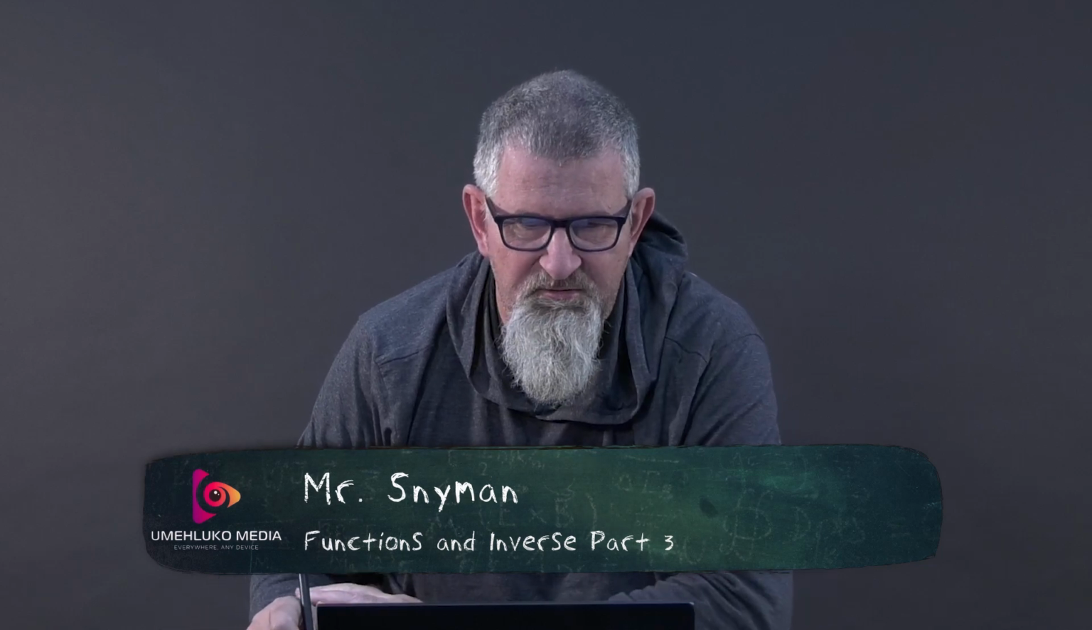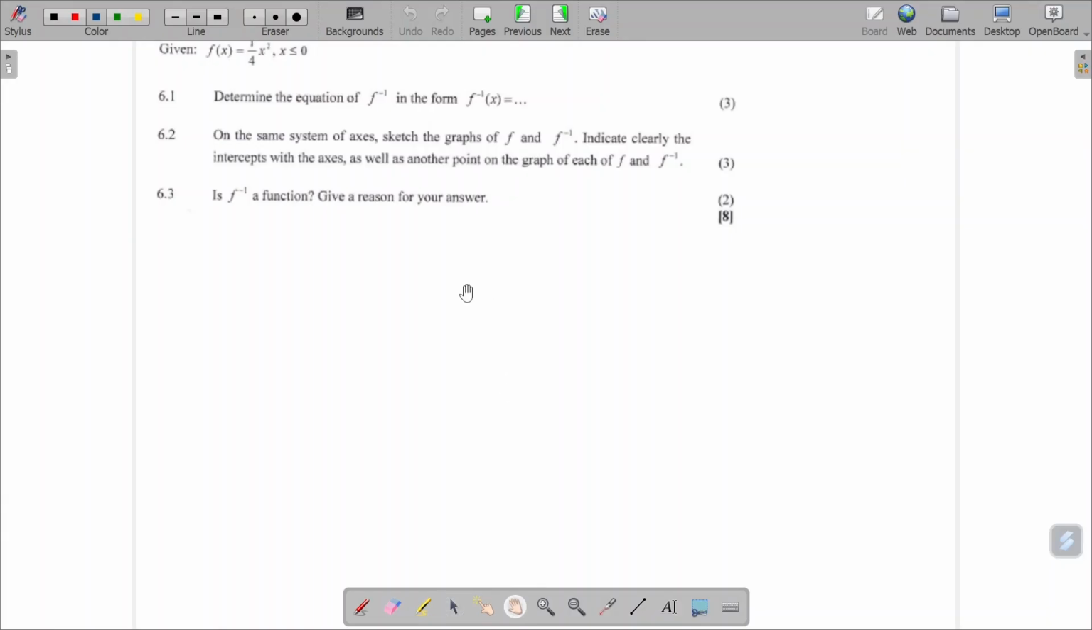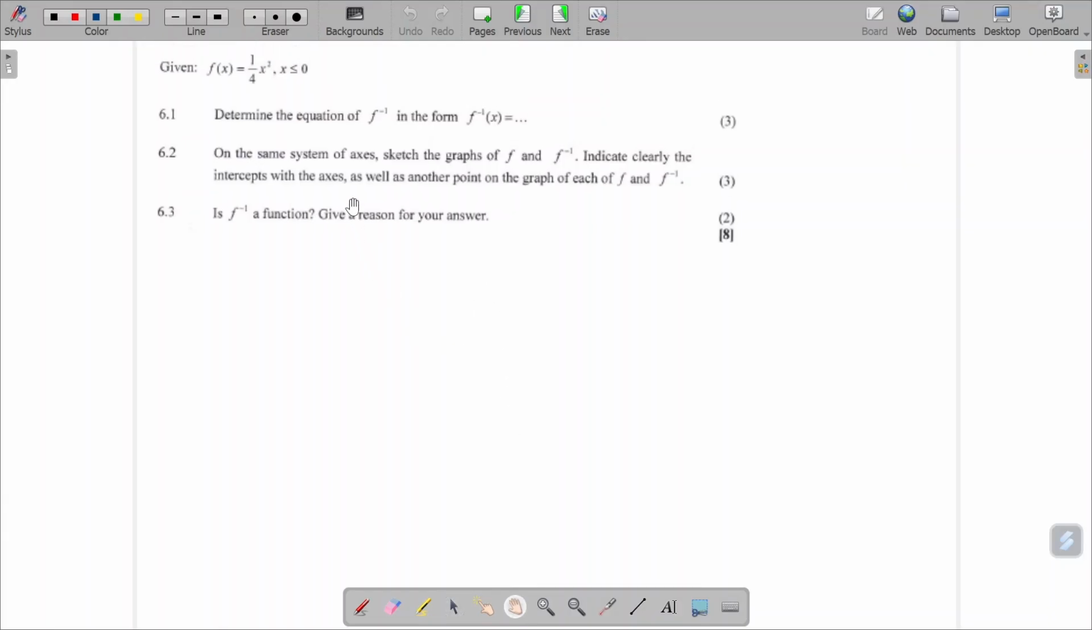Okay, so here we've got a quarter x squared, x is less than naught. We have discussed this already. Because this is going to be a parabola, this would be a many to one. And so as a result, what we need to do is remove the one side of it. And we do that by saying x is less than naught.